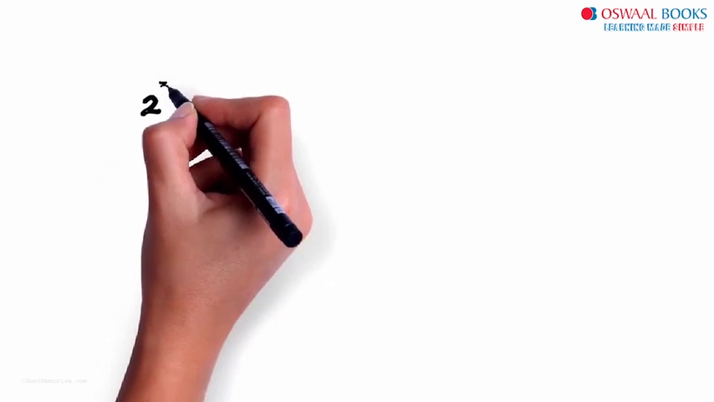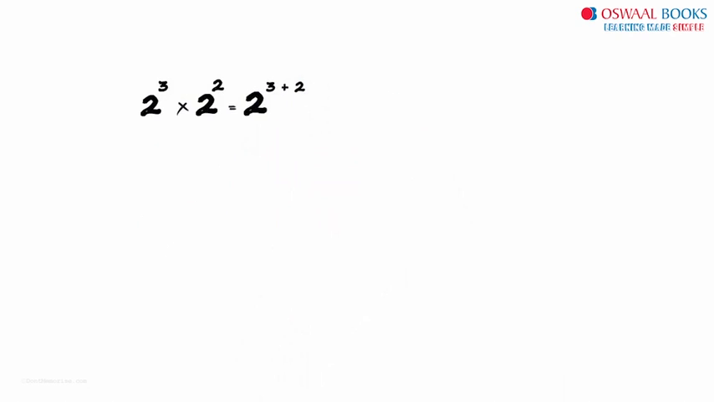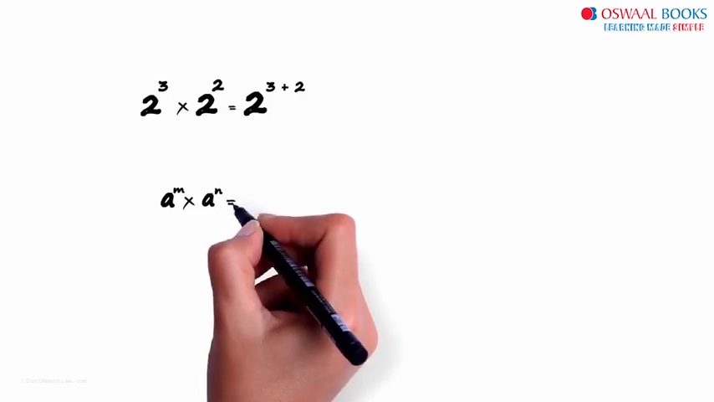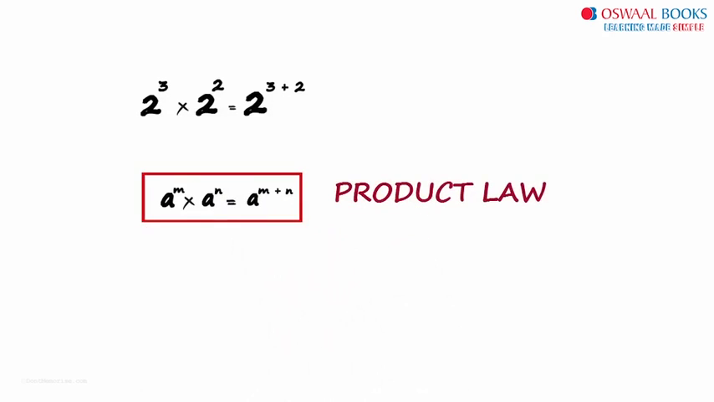2 raised to 3 multiplied by 2 raised to 2 equals 2 raised to 3 plus 2. When two numbers with the same base are multiplied, we add the exponents over the base. a raised to m multiplied by a raised to n equals a raised to m plus n. This is called the product law.